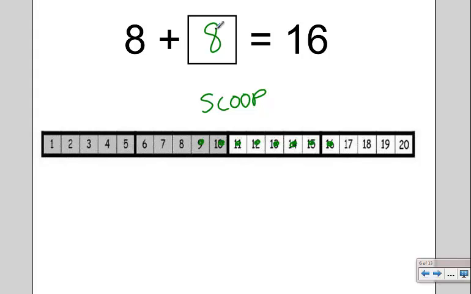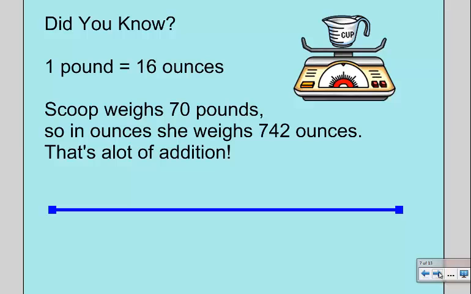Let's take a look at what Scoop thinks. So, did you know that 1 pound is equal to 16 ounces? Remember, we were weighing Scoop's food in ounces. So, if Scoop weighs 70 pounds, she weighs 742 ounces. And really, this is just secret addition. 1 pound is equal to 16 ounces. So 2 pounds would be equal to 16 plus 16, which is 32 ounces. 3 pounds would be equal to 32 plus 16, which is 48 ounces. And we can keep going and going and going.